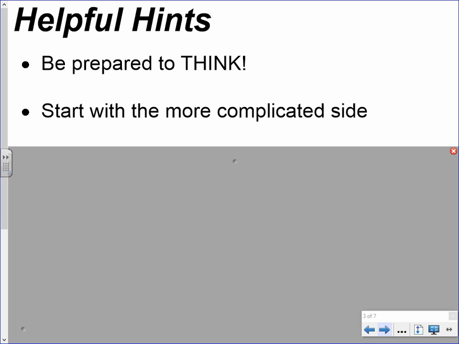Sometimes, if you're not sure where to start, I might suggest starting with the more complicated side. It's a lot easier to take something long and drawn out and squish it together, okay, than to try to take something and expand it out.